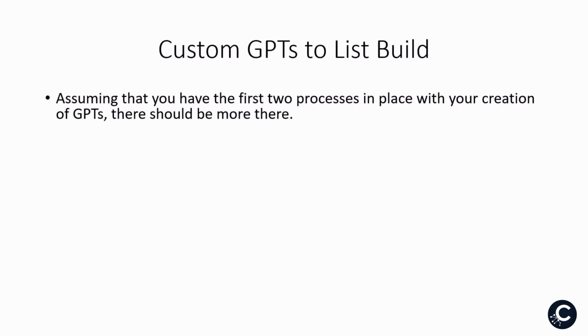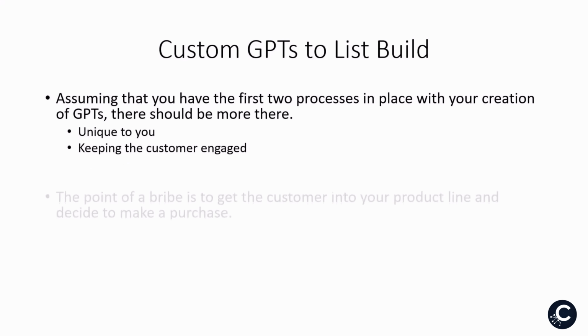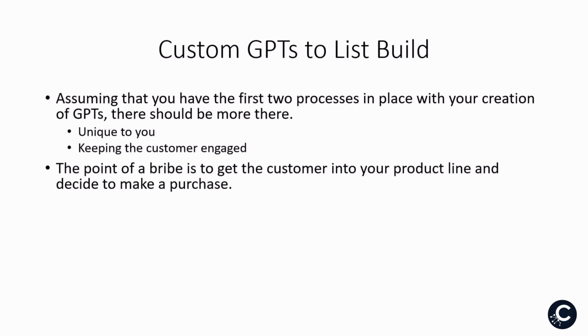GPTs should lead to an upsell or cross sell. That has to be in there. So assuming you have those processes in there, again, there should be something unique to you and keeping the customer engaged. Now, the point of an opt-in bribe. What's the point of an opt-in bribe? It's to get the customer into your product line and decide to make a purchase.